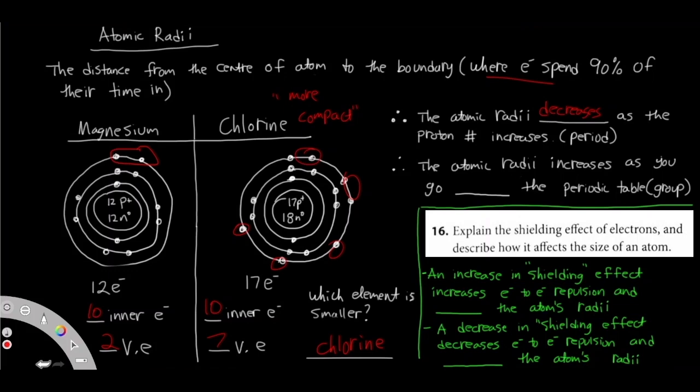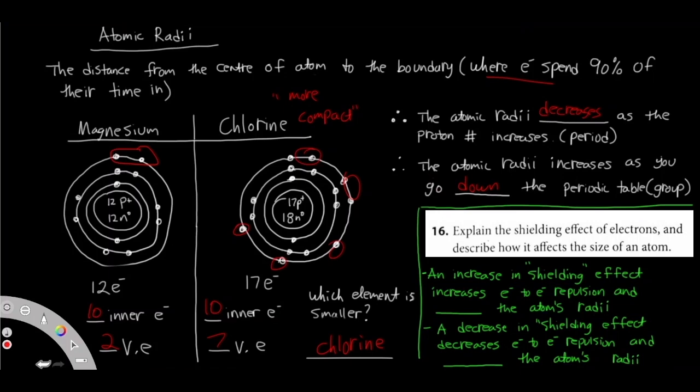Next, the atomic radii increases as you go down the periodic table. As you go down the group, shielding effect increases. So more electron repulsion, and then there will be an expansion.